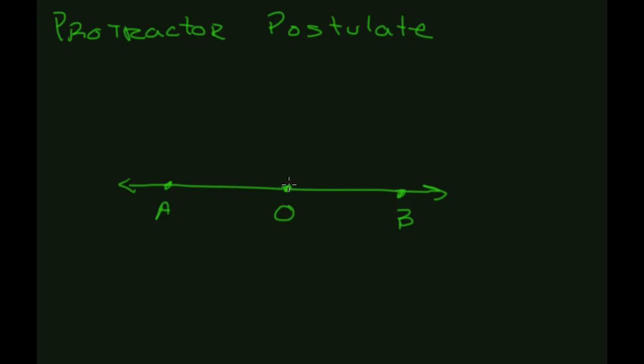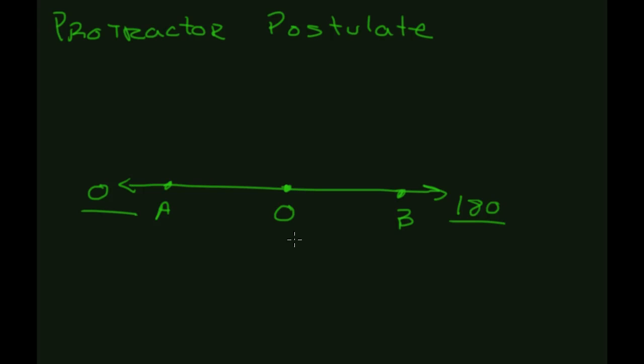And then what I'm going to do is look at this. I have two opposite rays here, the ray OB and the ray OA. So I'm going to have OA point to the value 0, and I'm going to have the ray OB point to the value 180. Okay, that seems like an odd number to pick, but we'll get into that a little bit later on. So OA is pointing to 0, OB is pointing to 180.